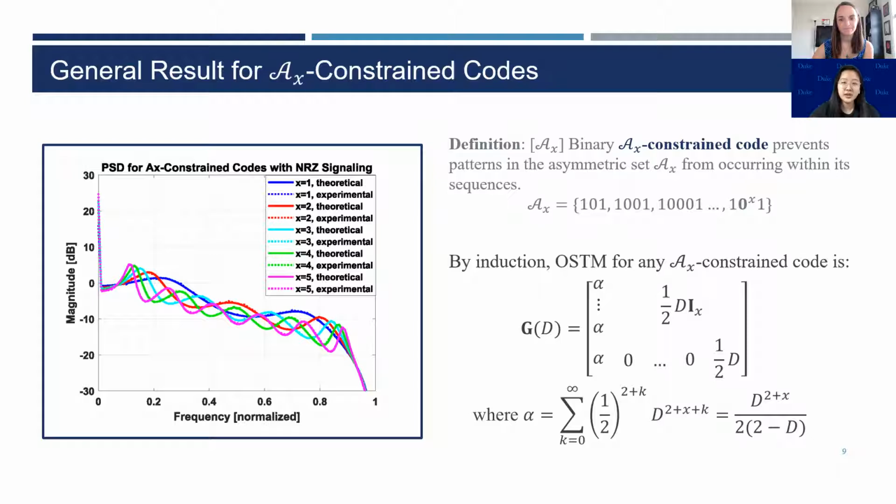After applying the formula on the previous slide, our method matched perfectly with the Monte Carlo result, and we can even see the expected peak at DC due to the asymmetry of AX constraint codes. And this is actually a discrete value that can be calculated with our method, which is x squared over (x plus 4) squared.